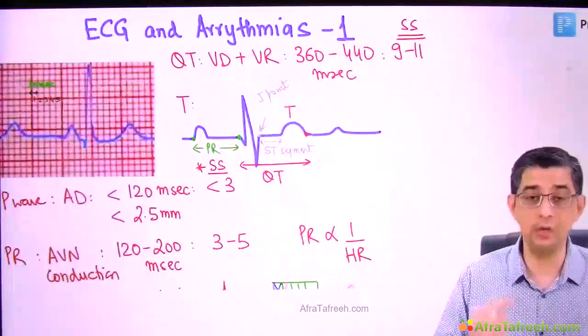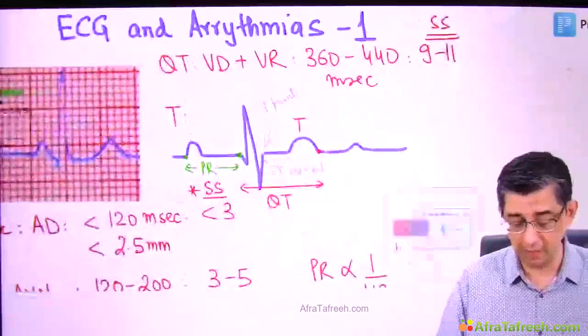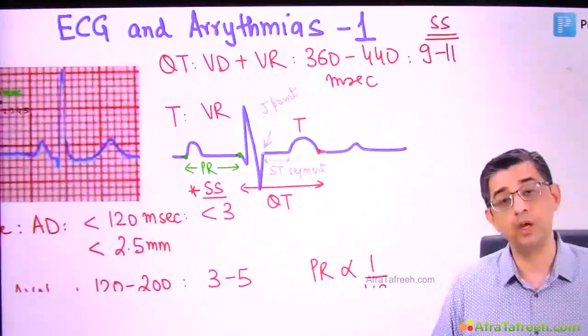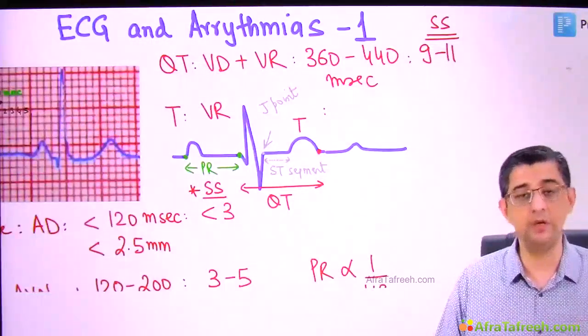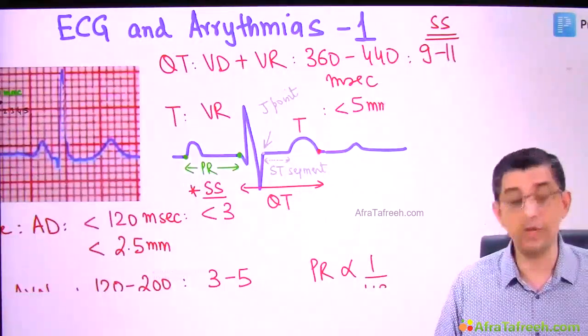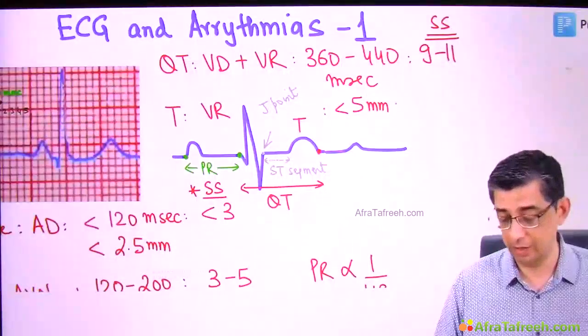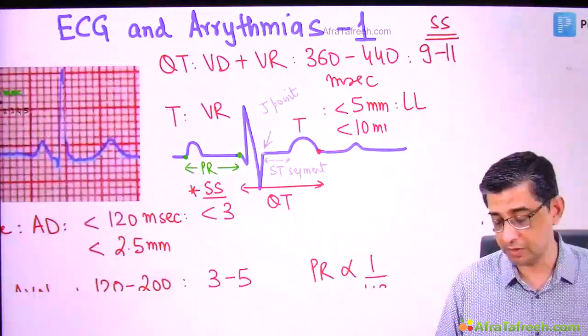So the question is still open, guys. Can you tell me the vertical height of the T wave? The T wave indicates ventricular repolarization. Whatever I've taught you till now is taught in physiology as well. But when I ask this question, the vertical height of the T wave, I usually find people drawing a blank. So please remember the vertical height would be less than 5 millimeters in the limb leads, LL meaning limb leads, and less than 10 millimeters, 10 small squares, in the chest leads.